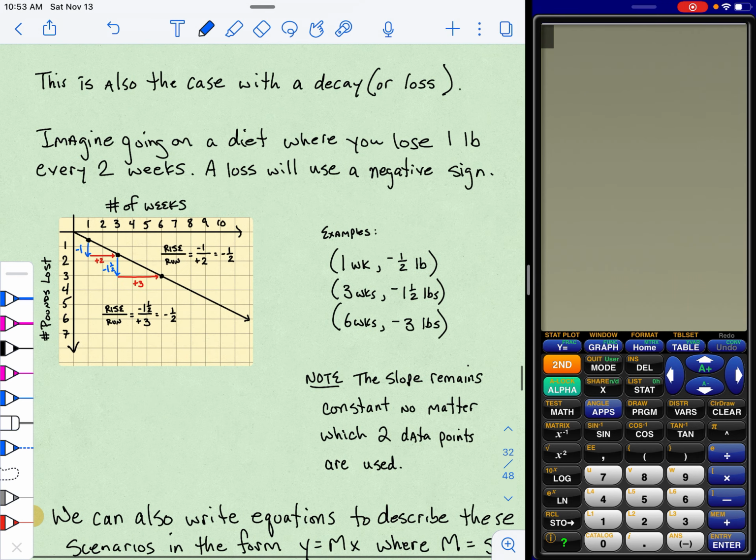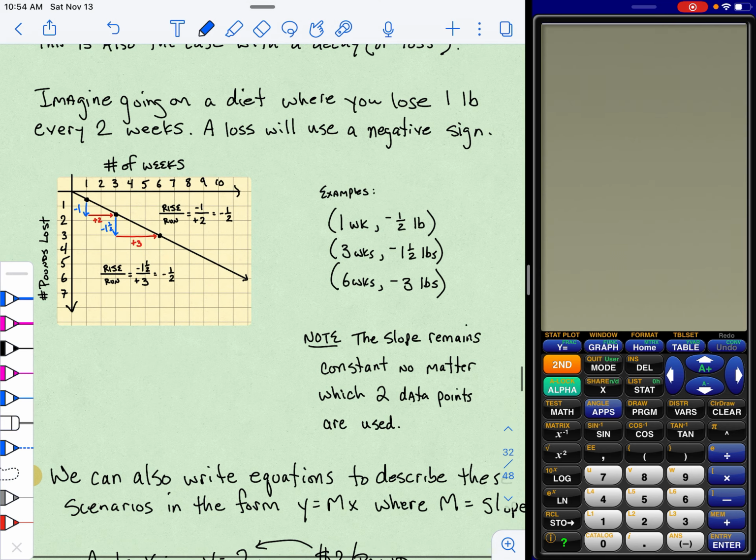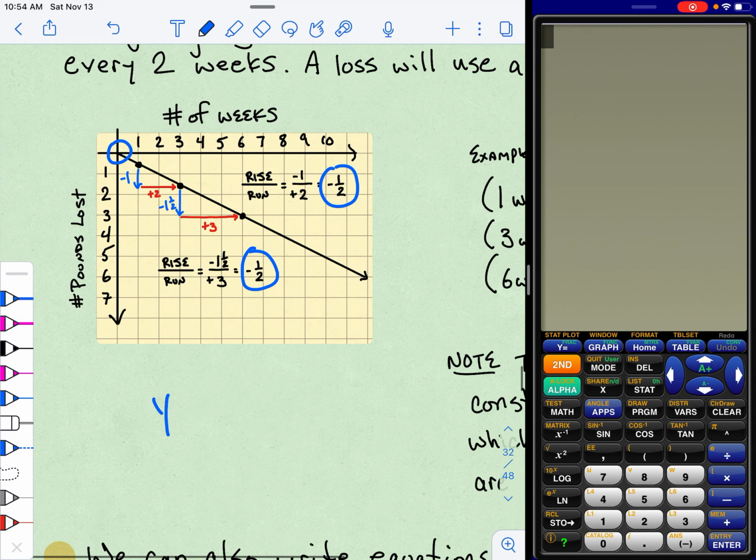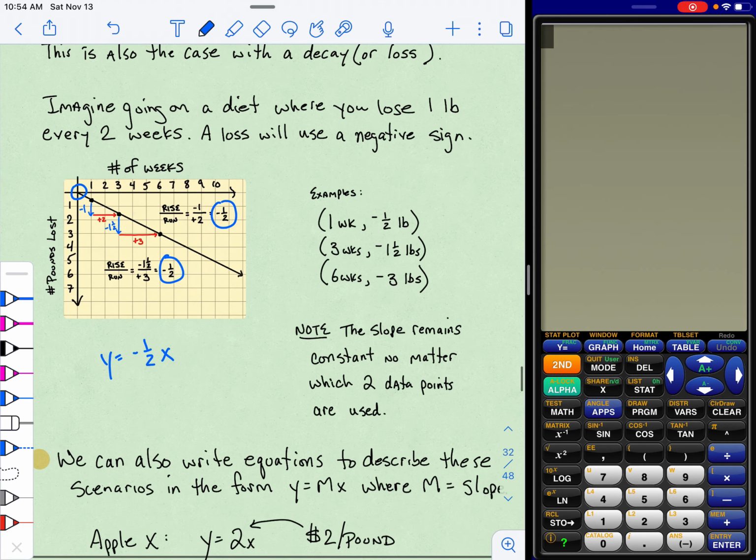All right, let's keep going here. This is also the case with decay or loss. This is just the idea of me losing something, losing a pound every 2 weeks. So I have some different examples here. This is just to show that the constant of proportionality can be negative, even though it's still linear and still proportional, right? This is still linear. The line is still straight. We still have the same slope constantly, or same constant of proportionality, and it still goes through the origin, or through 0, 0. We could write this equation y equals negative 1/2 x. Right, so lots of different reasons why this is proportional.